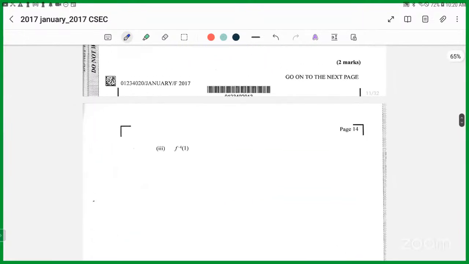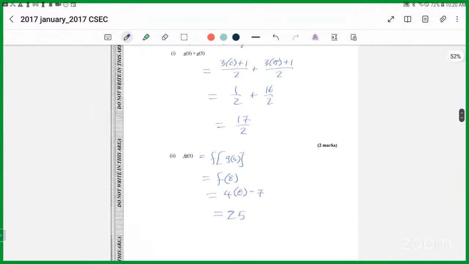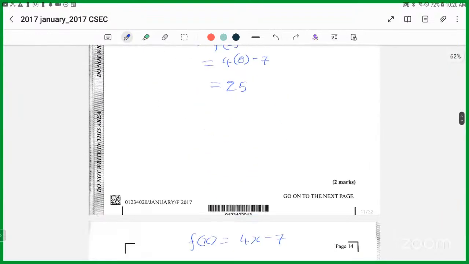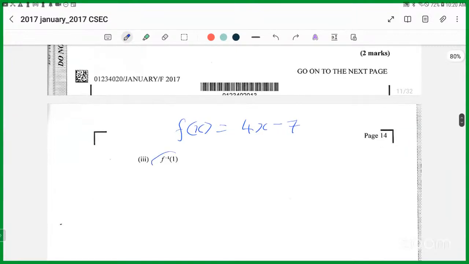Now, f to the minus 1 of 1. All right? f to the minus 1 of 1. Now, we can do this 2 ways. Let's try what f of x is. Remember, f of x is 4x minus 7. Now, this f to the minus 1 of 1 can be found by finding f to the minus 1 of x first.